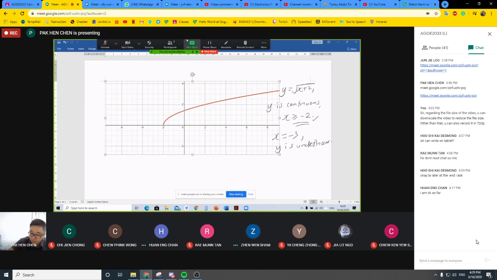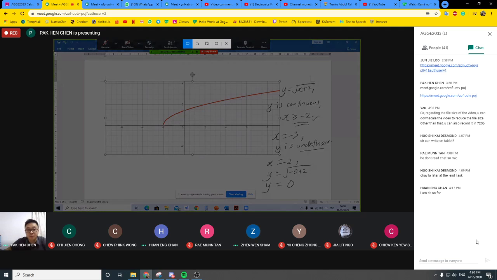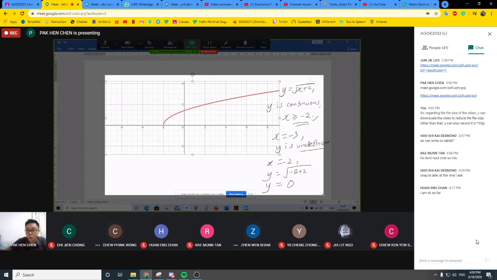Yes, y is undefined. Okay. When x equals -2, we have the y as well. The y is defined as well. Y equals the square root of -2 plus 2, which is 0, isn't it? Yes or no? Yes, okay.